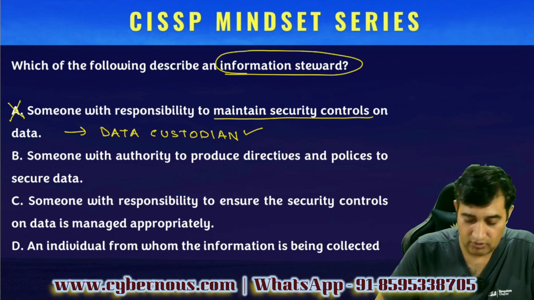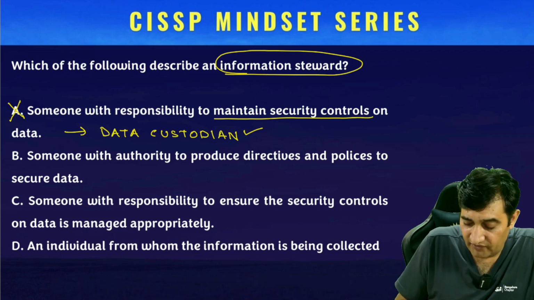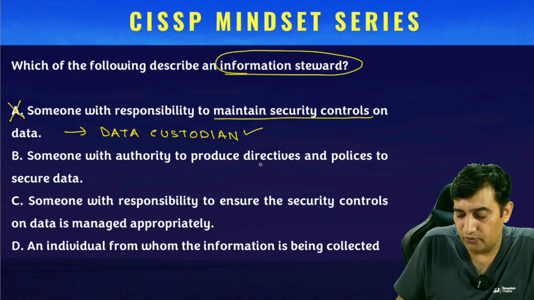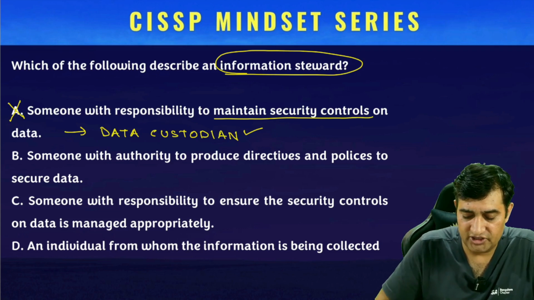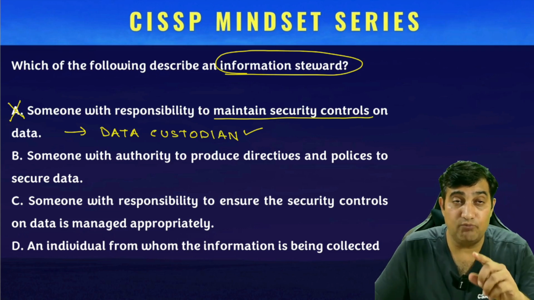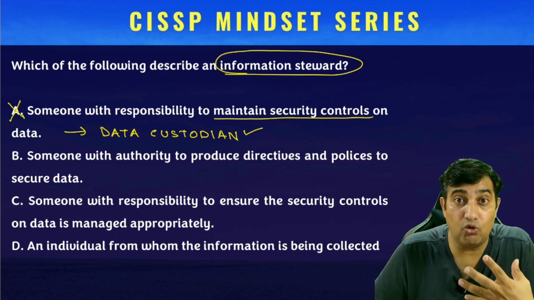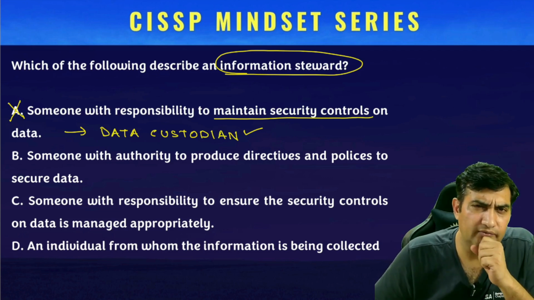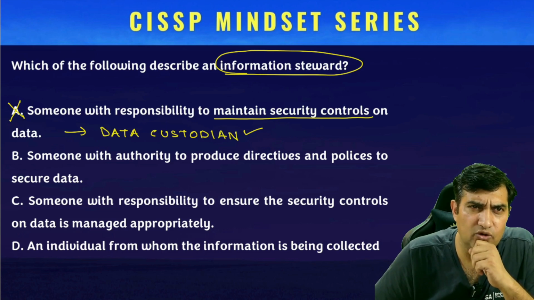Let's go with option B. Someone with authority to produce directives and policies to secure data. Now, this option is very important: someone who has the authority. Who is going to have the authority to create policies and all of that?